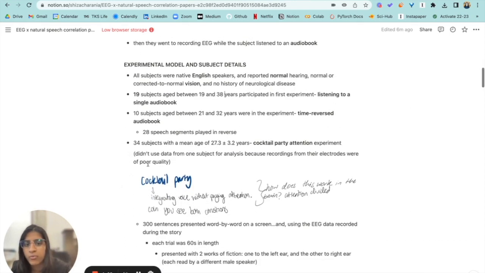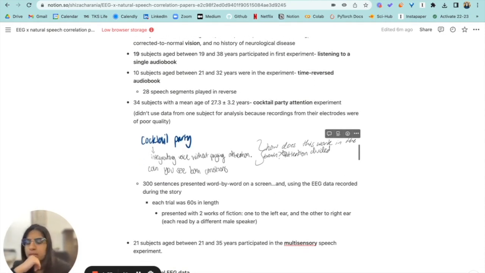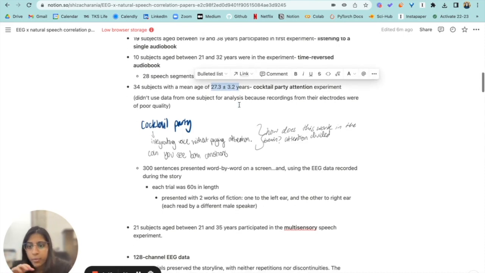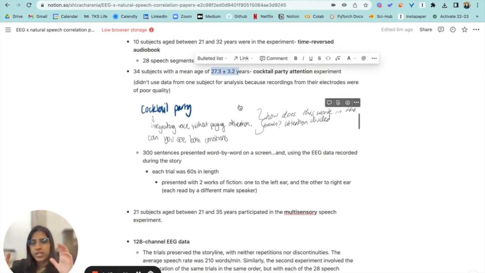Then you also have one with a cocktail party attention experiment. I found this pretty interesting actually, because I've never really heard of it, but essentially you have 34 subjects, and the way it works is you have 300 sentences on a screen, and you have two works of fiction played into each ear. So there's one work in one ear and another work in the other ear. Each of the works of fiction was read by a different male speaker.